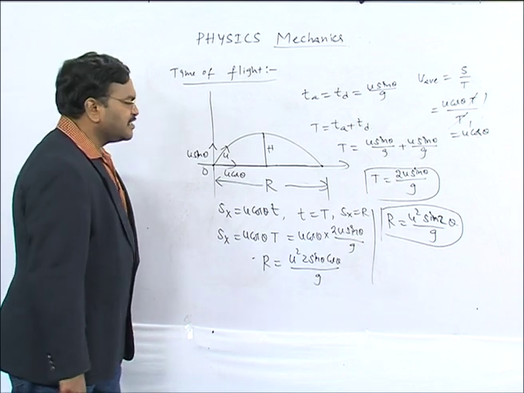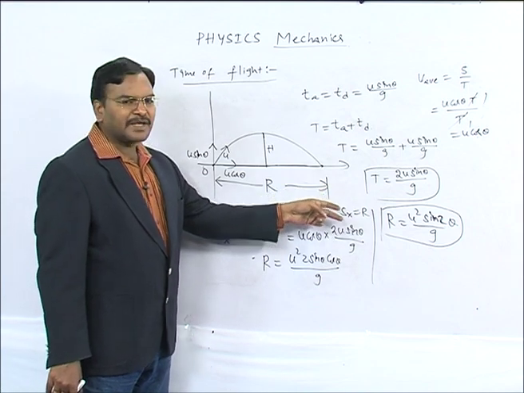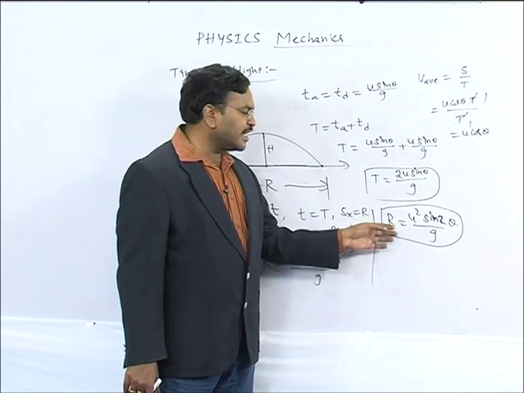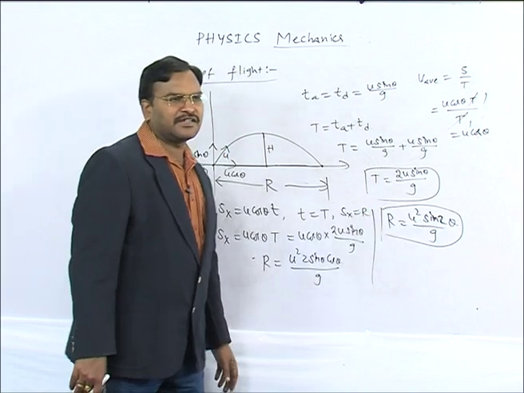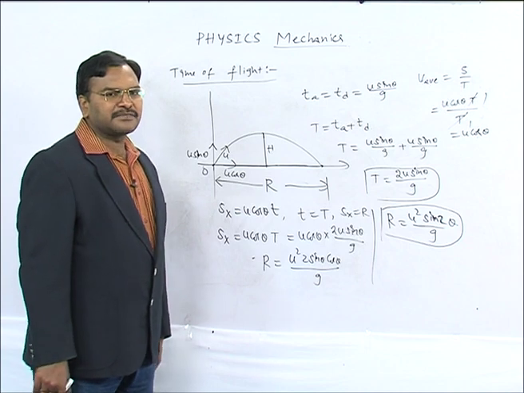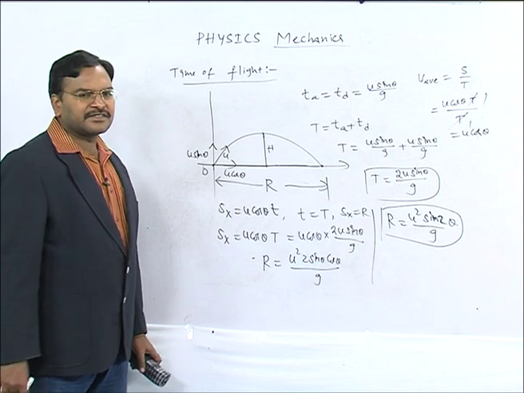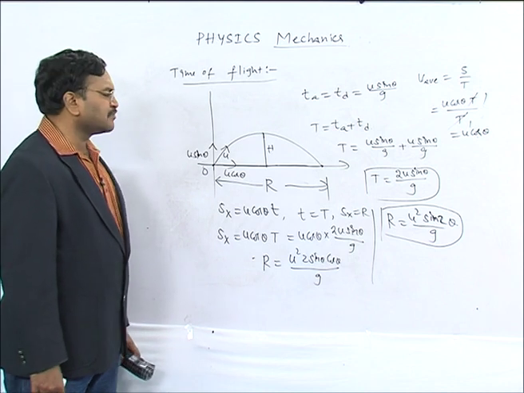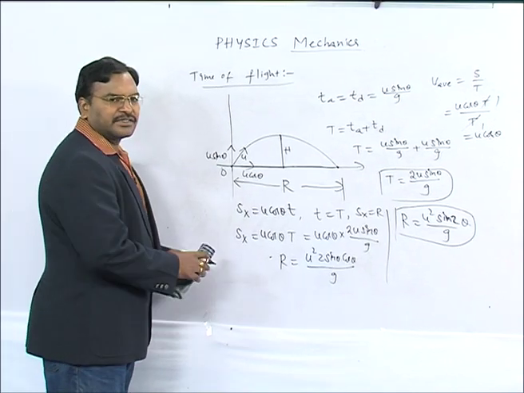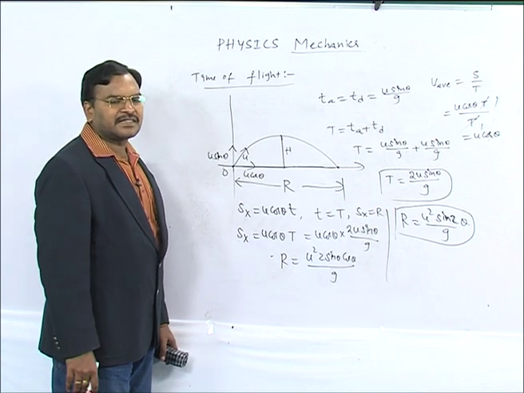Now, when is the range maximum? For a given velocity of projection, u and g are constants. The range of a projectile is maximum when sin 2 theta value is maximum. What is the maximum value of sin? For which angle? 90 degrees. Sin 90 is 1, the maximum value of sin. So 2 theta is equal to 90 degrees.